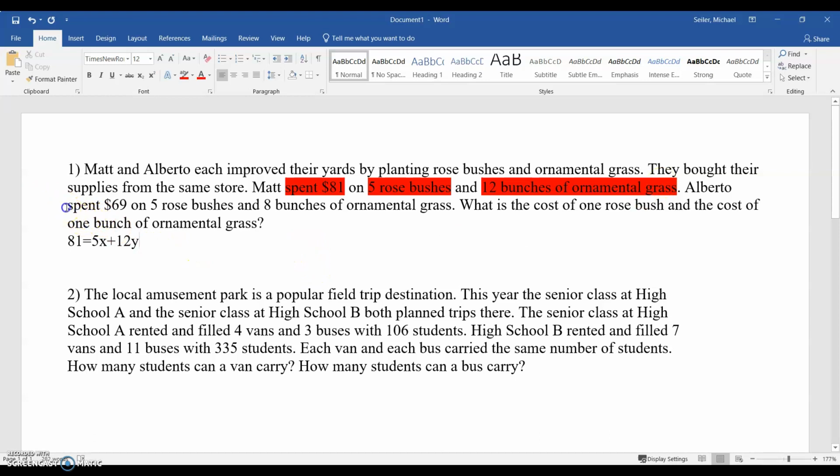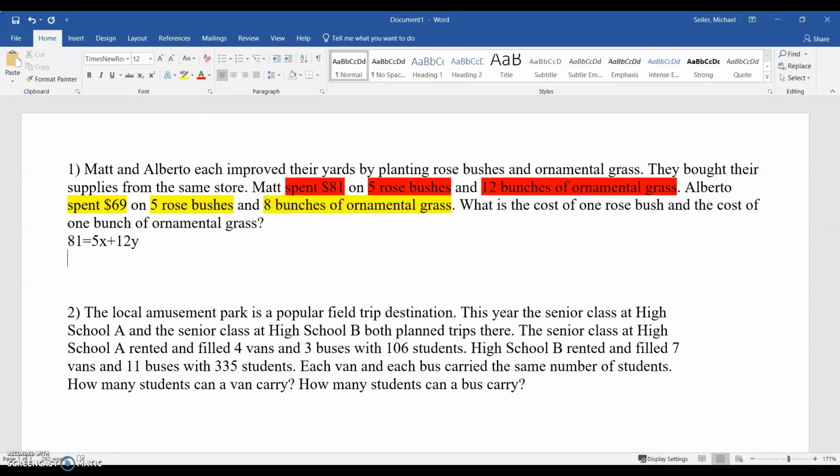So if we look at Alberto, he spent $69, so that's his total. And he spent that on 5 rose bushes and 8 bunches of ornamental grass. So for his equation, we have 69 was his total, and it was on 5 rose bushes, so that's again going to be 5x plus 8y. So there's our setup for the 2.